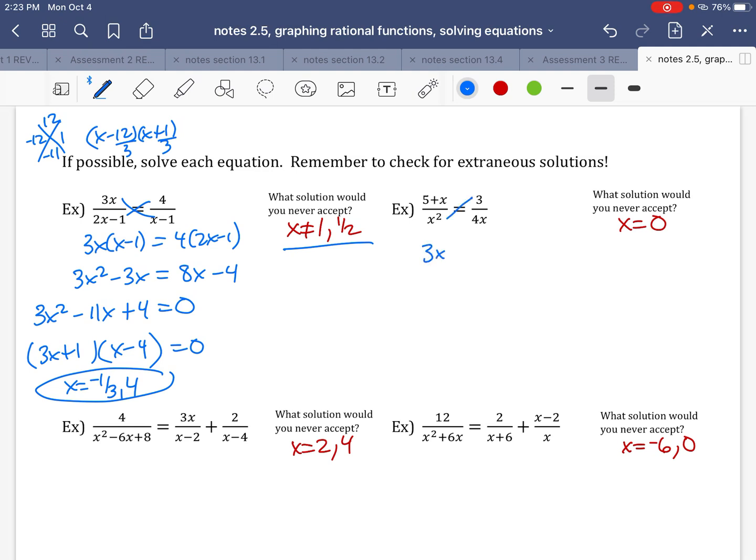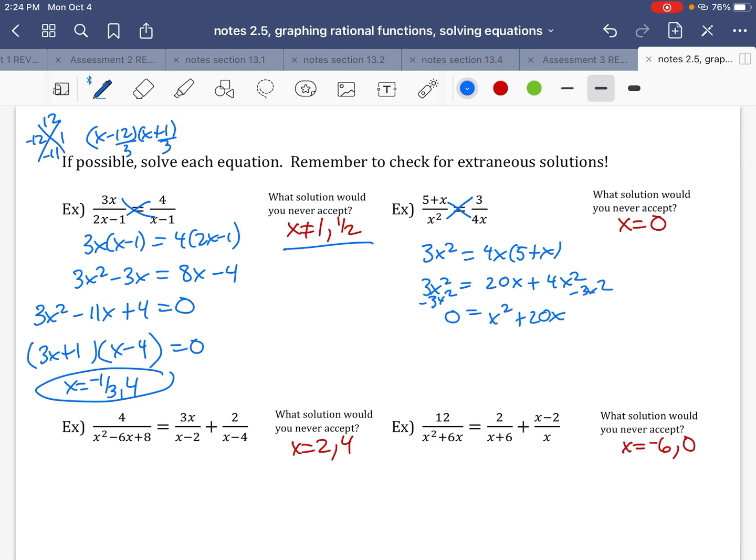Next one, same thing. I'll multiply here, I'll get 3x squared. Multiply here, I will get 4x times 5 plus x. So 3x squared equals 20x plus 4x squared. All right, I think I'll pull everything to the right. Take away 3x squared.